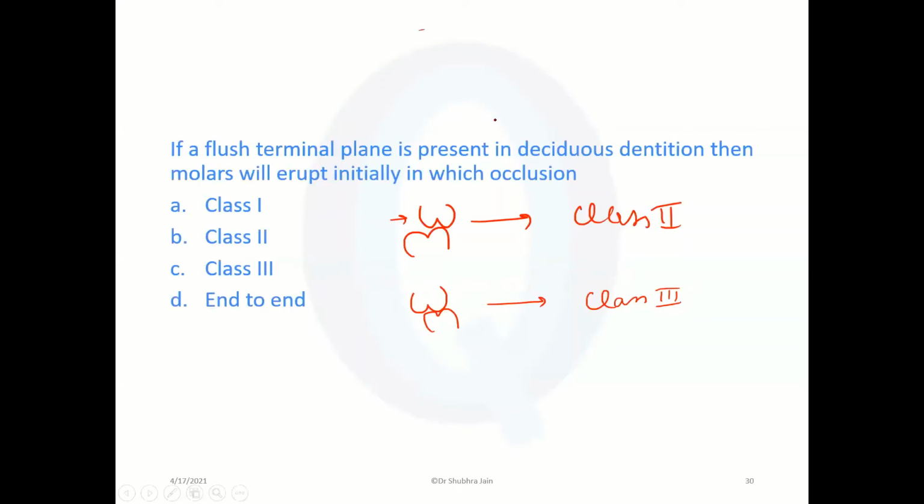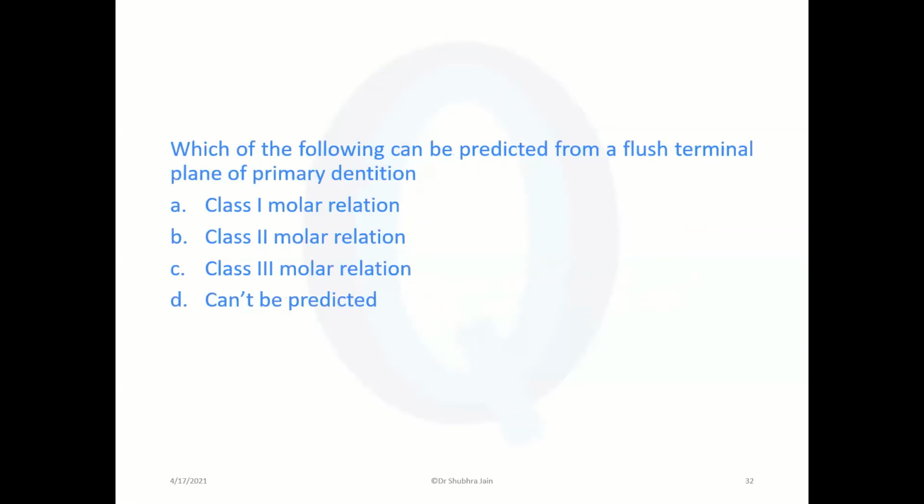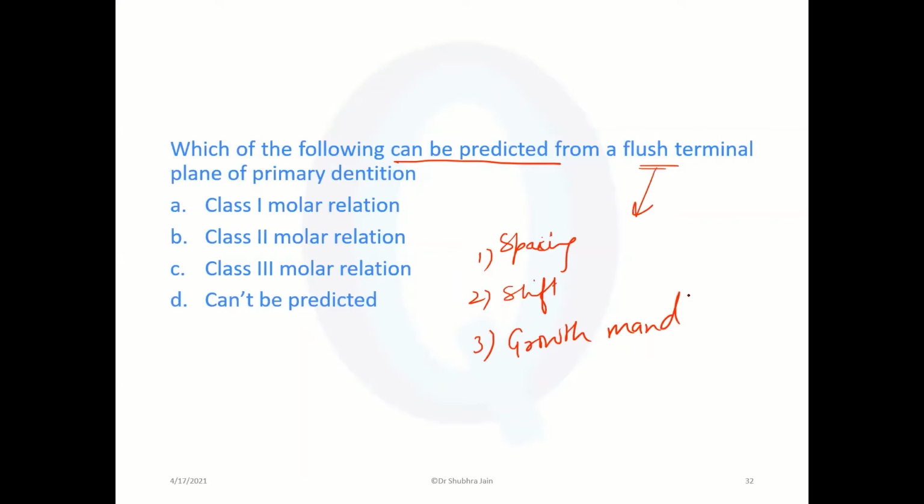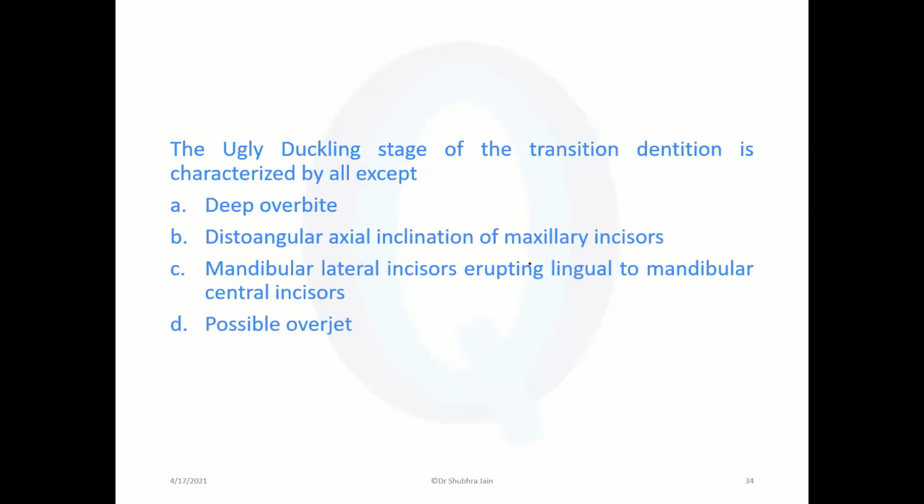So which of the following can be predicted from a flush terminal plane in the primary dentition? What can be predicted? Yeah, you cannot predict it because there are a lot of factors. What are the factors? First factor is the spacing, how much spacing is present. Next factor is the shift of teeth. Then the factor is the growth of mandible. So there are a lot of factors and you cannot really predict what will happen. Next.